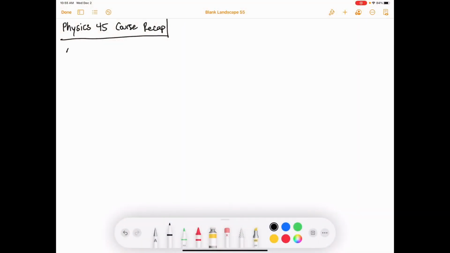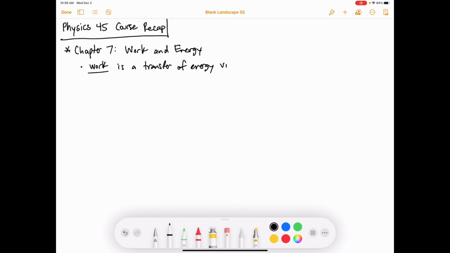The first chapter that we covered this semester was chapter 7, which deals with work and energy. So we'll start by defining some basic terms. Remember, work is a transfer of energy via a force.